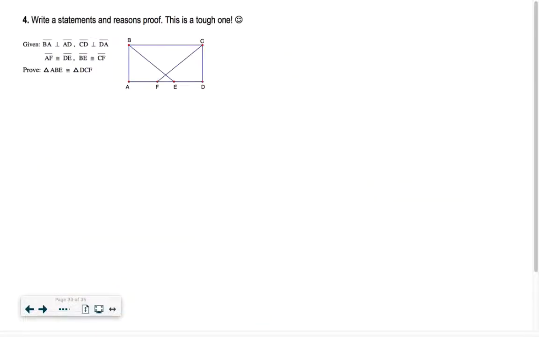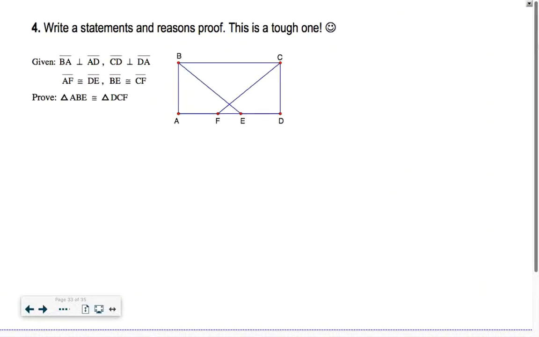All right. Okay, so number 4, write a statements and reasons proof. So this is a tough one. I'm not going to formally write out the statements and reasons, but let's talk through this together. I'm going to make it a little bit bigger so we can see it. It's always scary when your teacher says this is a tough one next to a proof.